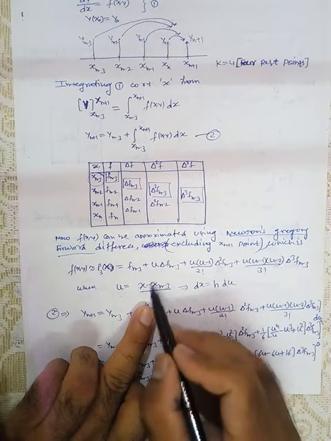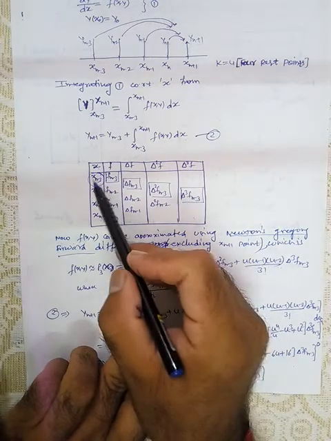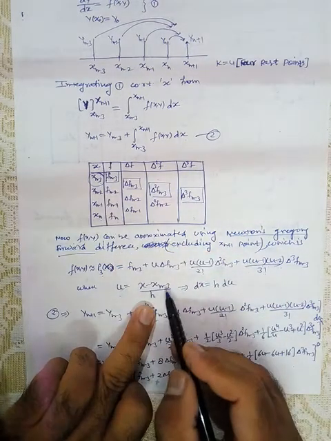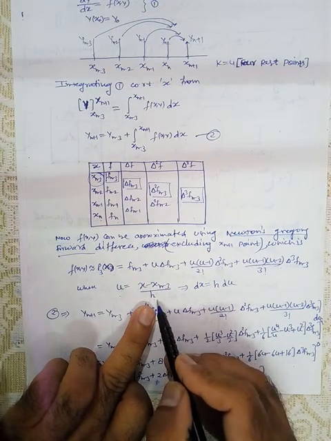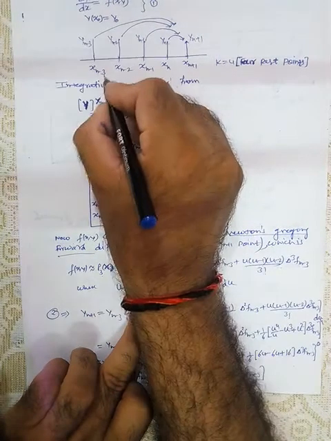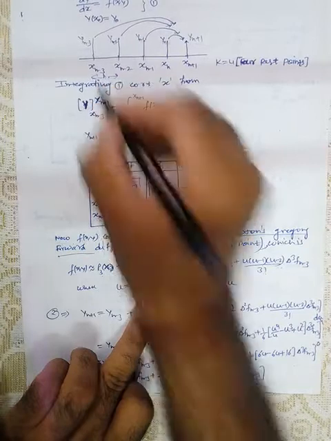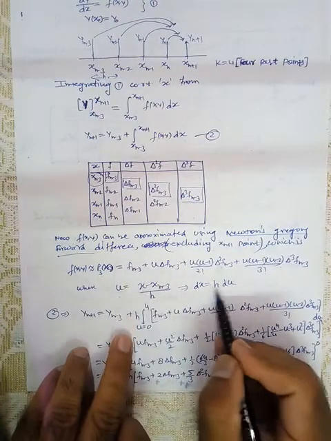Because here the point that comes is the starting point. The starting point is x n minus 3. So u is x minus x n minus 3 divided by h. The distance between each point is h. So from here dx is h du.